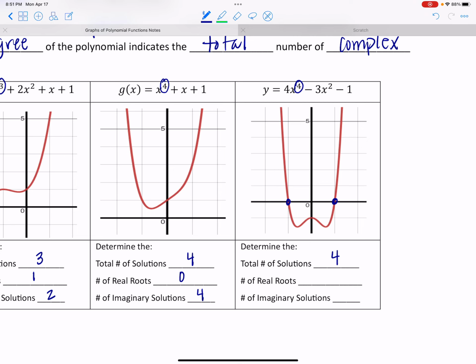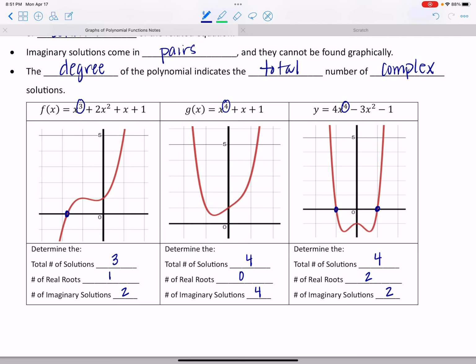That means 2 of my solutions are real, and the other 2 remaining solutions have to be imaginary. Okay, so that's sort of the concept. Again, we want to familiarize ourselves with this. Hopefully that's kind of review from college algebra. But there's another little detail, and it's relating to what we call the multiplicity of our solution, or the multiplicity of our roots.